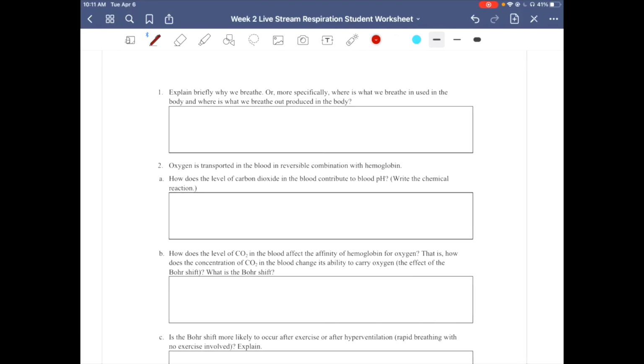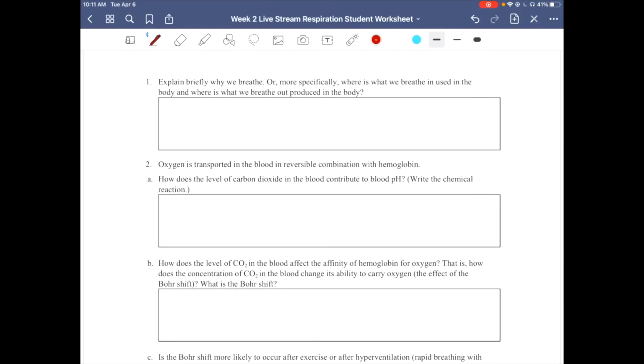All right, so we've looked at the big picture and the details of why we breathe, but now let's use that information and try to answer these questions. So, can anyone explain to me why we breathe? I know we talked about it a little before, but I would like to get you guys to try answering these questions.